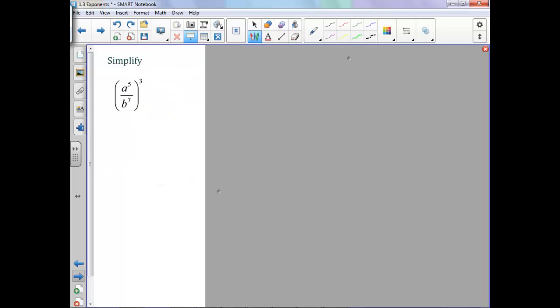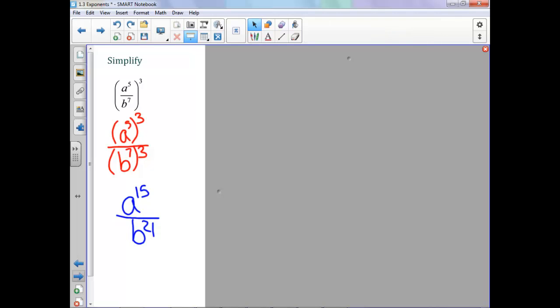Alright, now remember we've got a quotient raised to an exponent. The exponent goes to both of them. So this, we can think of it as a to the 5th cubed over b to the 7th cubed. And now we've got an exponent raised to an exponent, so we'll multiply the exponents. So a to the 15th over b to the 21st. And if you can skip this middle step and go straight from here to here and multiply, that's fine. This middle step just helps clarify what exactly is going on.